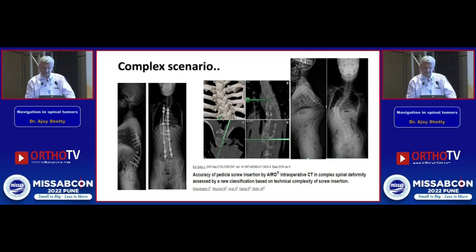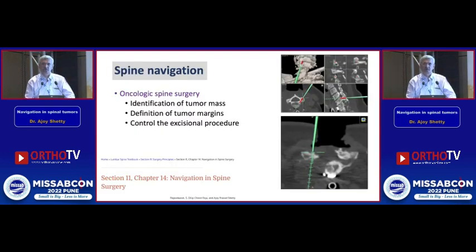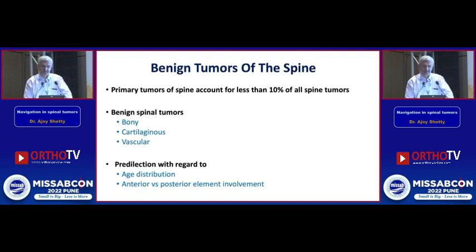It makes it much easier in a complex scenario, as you heard Dr. Sailesh speak about. What is the role of navigation in spinal tumors? The role of navigation in spinal tumors is basically to identify the tumor mass, define the tumor margins, and control the excisional procedures. Therefore, it depends whether the lesion is a benign or a malignant tumor. In the benign tumor, the aim is intralesional resection, whereas in a malignant tumor, it helps to do the gross total resection. As we are aware, the benign tumors can be bony, cartilaginous, and vascular.